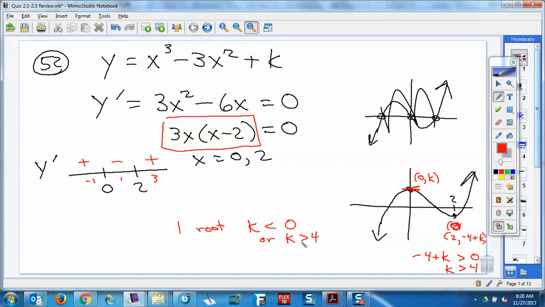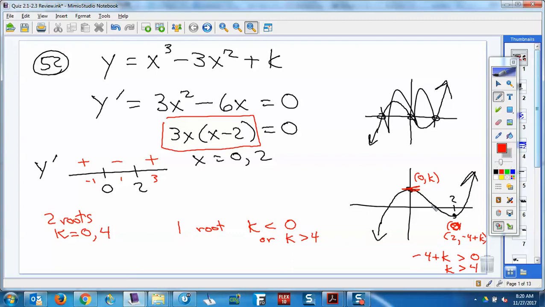I'm going to have one root. Now, when am I going to have 2? Well, that's when this is equal to 0 or when this is equal to 0, right? So I'm going to have 2 roots when k is equal to 0 or when k is equal to 4. So when k is equal to 0 or equal to 4, I'm going to have 2 roots.